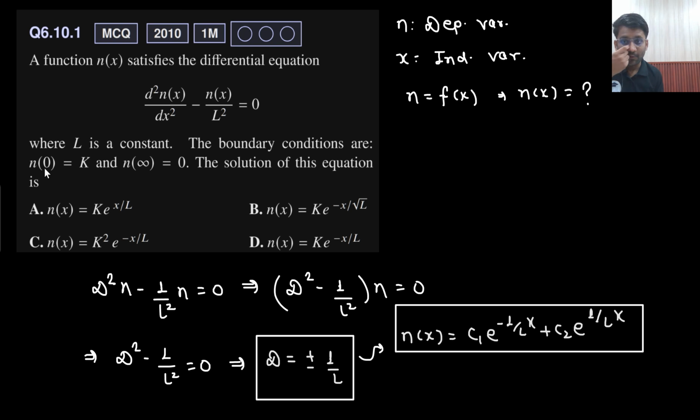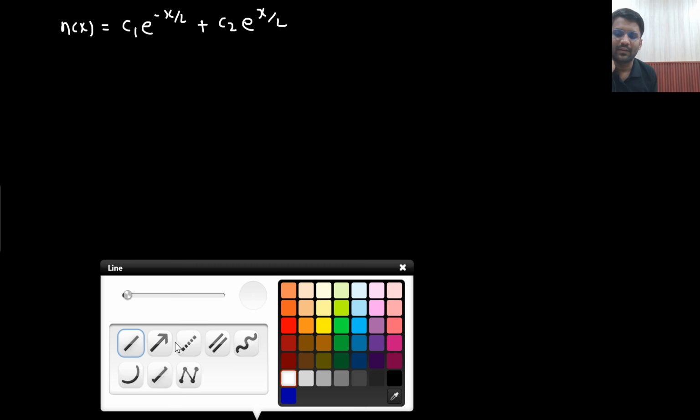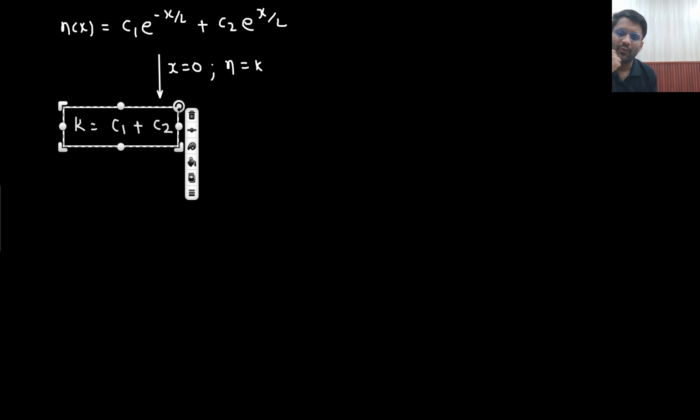Now here what they are saying, if you put x equals to 0, the value of n will be k. So c1 plus c2 is coming out to be equals to k. If you put x equals to 0 here, sir, e to the power 0 will be 1.